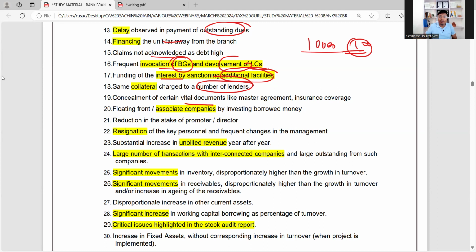Concealment of certain vital documents like master agreement, like insurance coverage. When you check the insurance coverage, we need to check the hypothecation as well. Suppose hypothecation is not in favor of the bank, in that case, this is also a situation. Suppose when you check the loan, they have 3 to 4 additional places. You have confirmed the same from the GST certificate, but they have taken the insurance for the principal place of business only. In that case, this is also an indication. Okay.